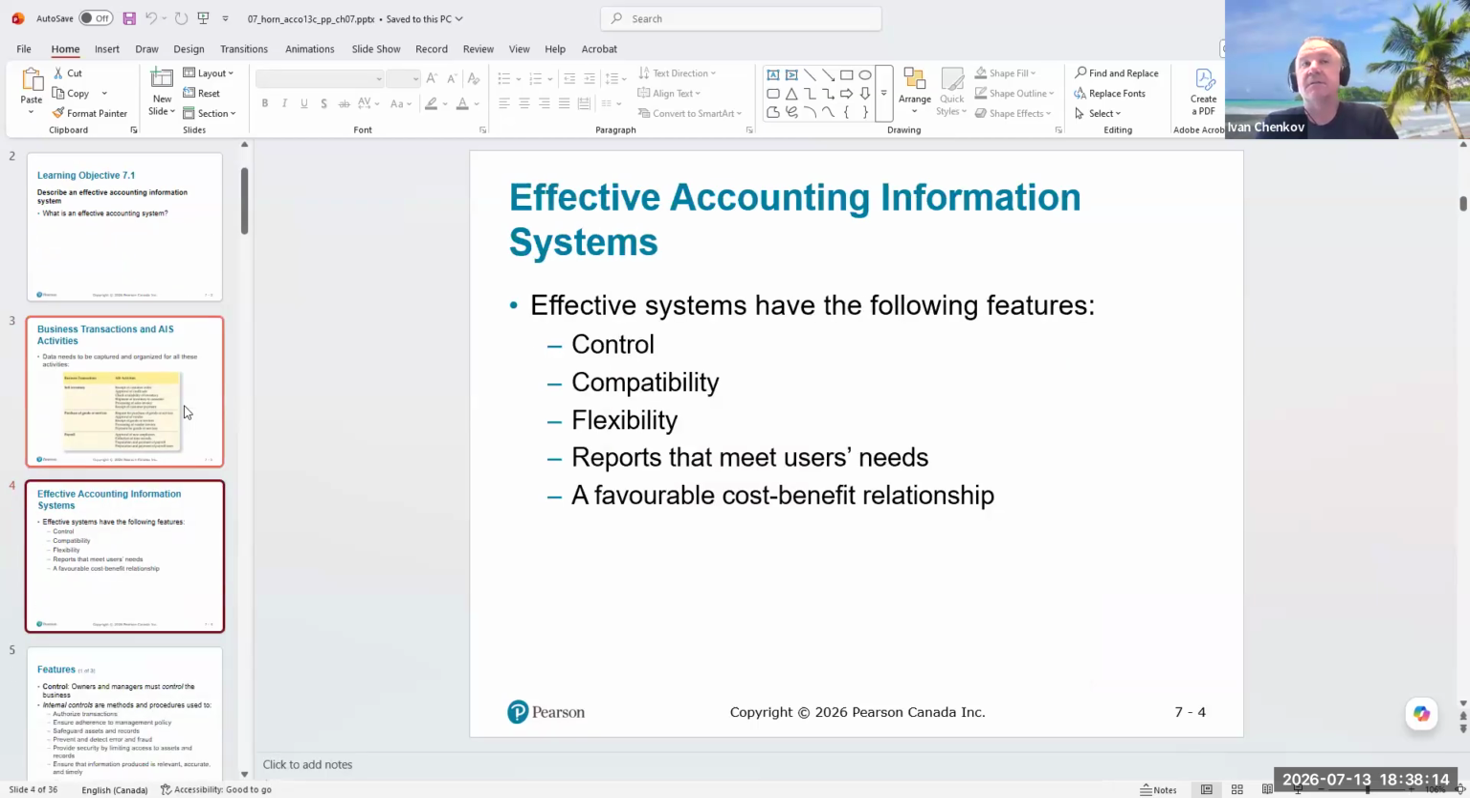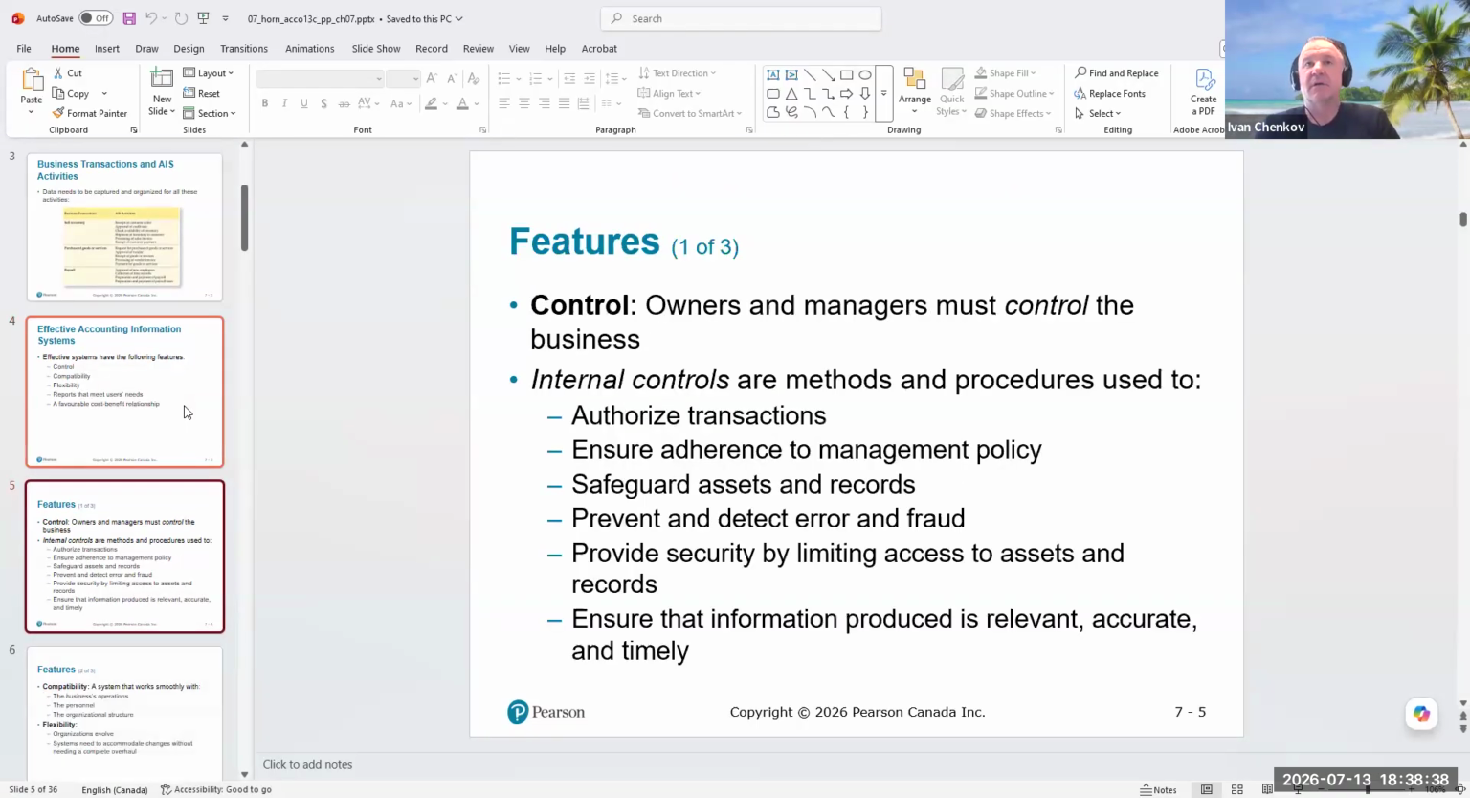In order for that system to be effective, it has to have some features, which will be control, compatibility, flexibility, the ability to provide reports meeting the users' needs, and it has to provide more benefits than the cost of the system itself. Control: what do we need to control?